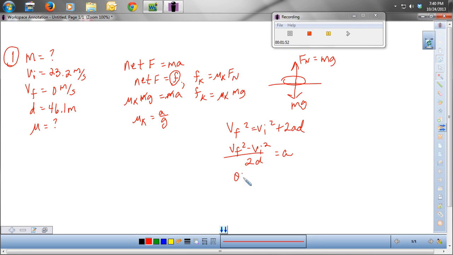So 0 meters per second squared minus, my initial is 23.2 meters per second squared, over 2d, where d is 46.1 meters, gives me a. So when I solve for a, and this will be negative because it's a decelerating acceleration, I got negative 5.83 meters per second squared.